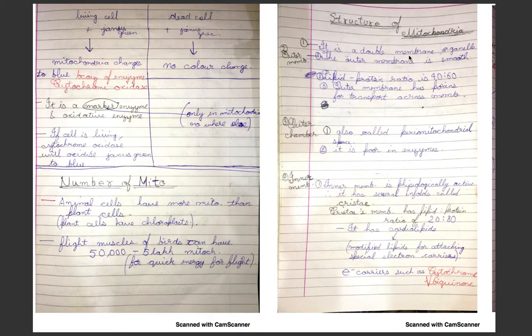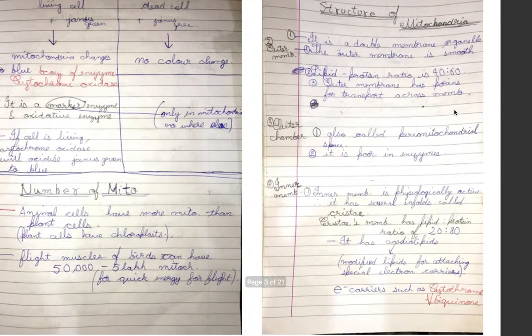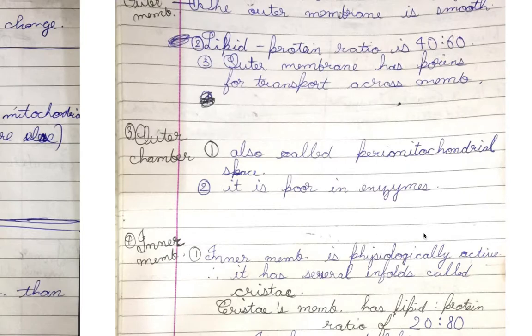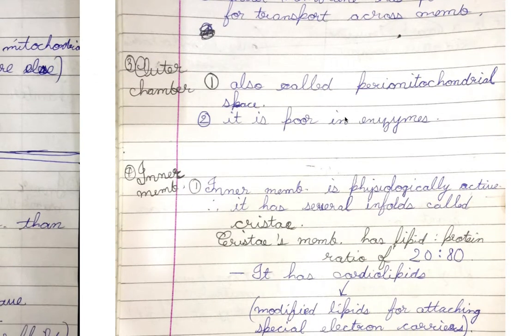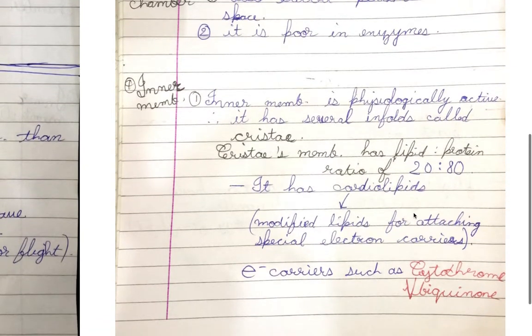Now, the structure of mitochondria. It is a double membrane organelle, and the outer membrane has a lipid protein ratio of 40:60. The outer membrane has porins for transport across the membrane. The outer chamber is also called the perimitochondrial space. It is poor in enzymes. The inner membrane is physiologically active and therefore it has several infolds called cristae. Cristae has a lipid protein ratio of 20:80.